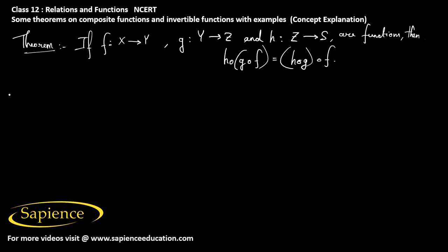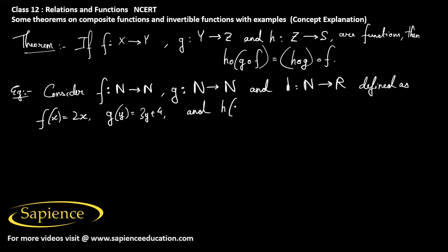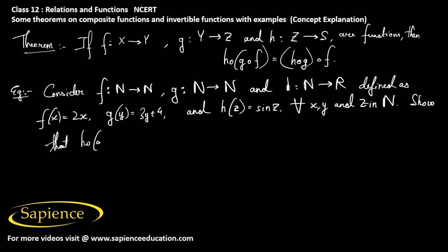So we can understand this theorem by one example. Consider the function f which maps from the set N to N, where N is the set of all natural numbers, and g is the function which also maps from N to N, and h is another function which maps from N to R, which is defined as f(x) equals 2x, and g(y) equal to 3y plus 4, and h(z) equal to sine z, for all x, y, and z in the set N. Then show that h∘(g∘f) is equal to (h∘g)∘f.